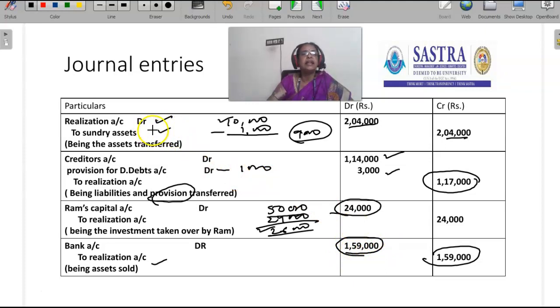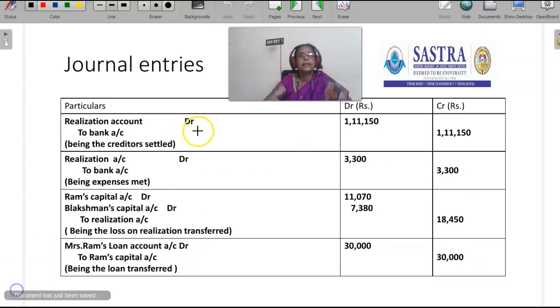First step, they transfer the assets. Second step, they transfer the liabilities. Third step, if a partner takes any assets, his capital account is debited to the extent of the asset's value. Then fourth step, they sell the assets. Then out of that money, they settle the creditors. For that, the entry is realization account debit to bank, 1,11,150. Then they met the expenses.